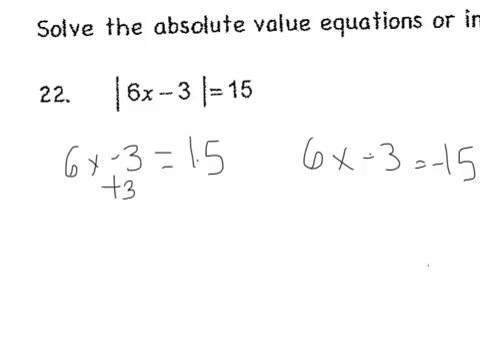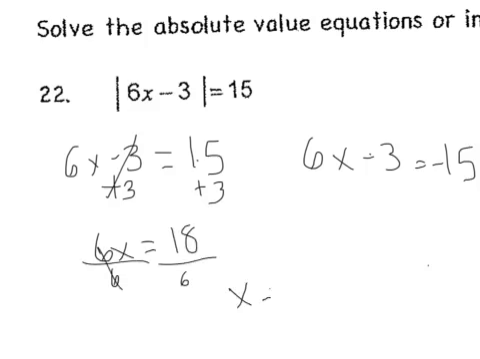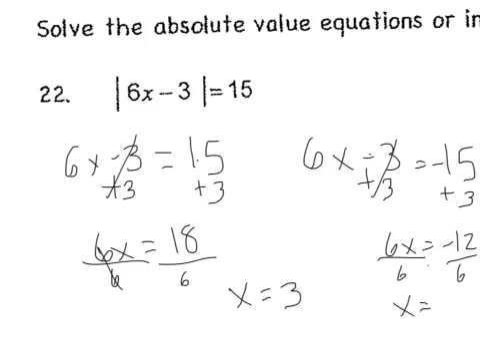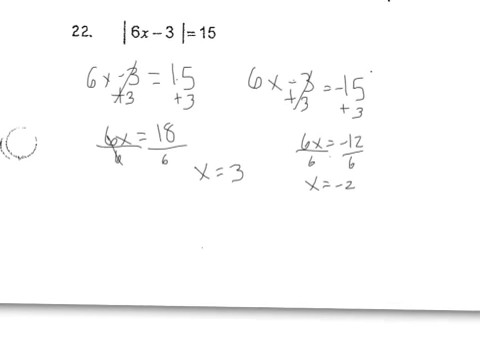So these are 2-step equations, and you get 6x equals 18. When you divide by 6, you get x equals 3 for one of your solutions. Then you're going to add 3 to both sides. You get 6x equals negative 12. And when you divide by 6, you get x equals negative 2. So that is that page.